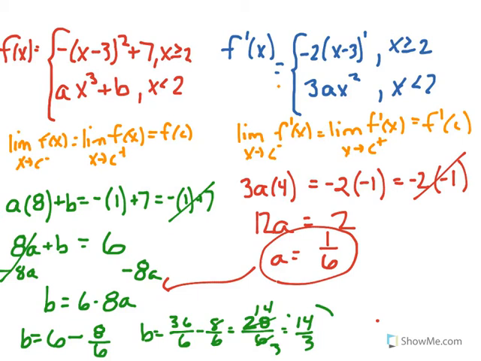I could then substitute those two values back in. Let's rewrite that, 14 over 3. And see if the function is continuous.